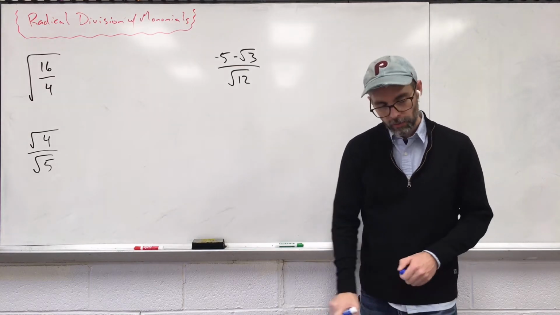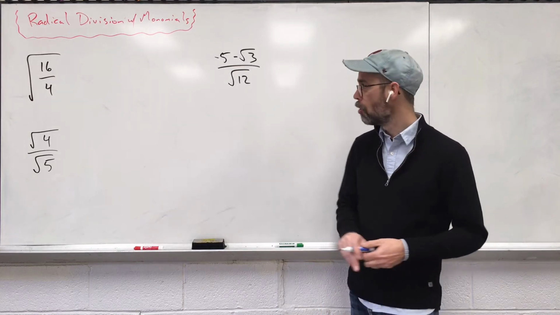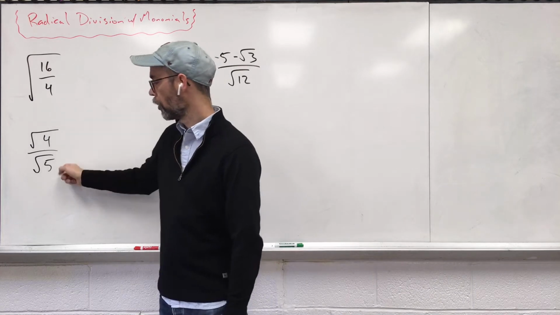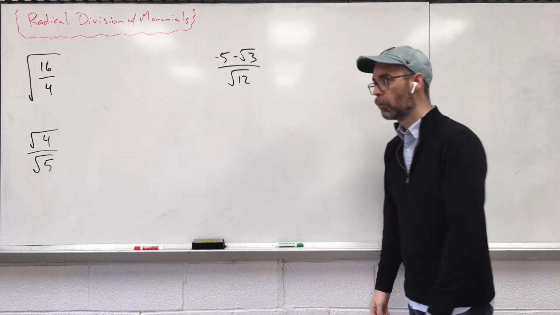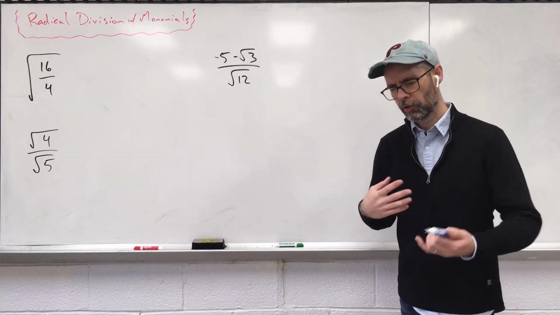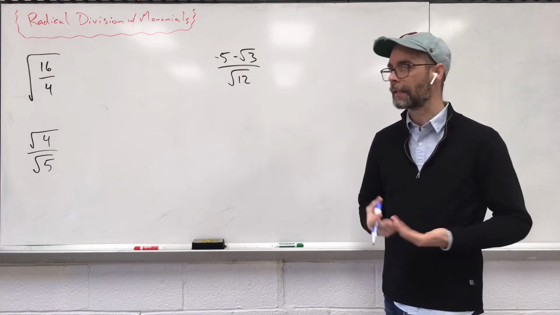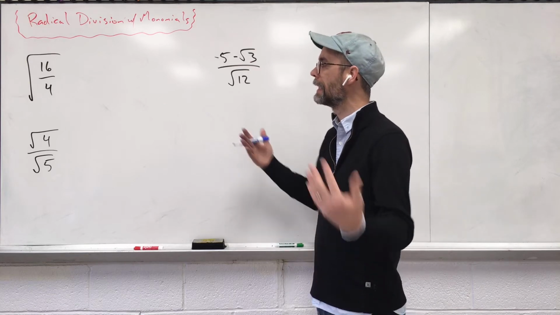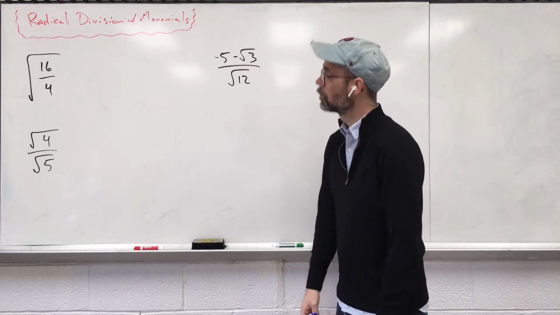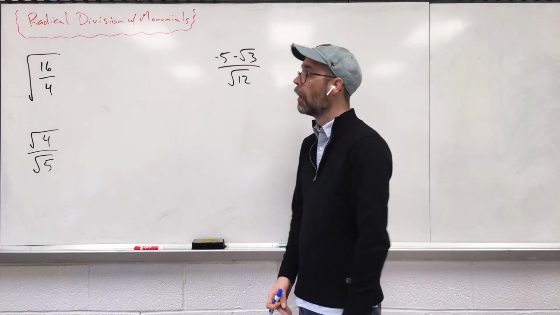Today we're going to look at radical division with monomials, one group on the bottom of the fraction. So there's multiple ways of going about doing these problems. One way is not better than the other, one's not more correct. There's just multiple directions you can go to get to that same answer.